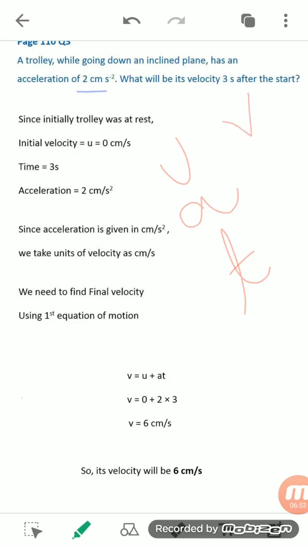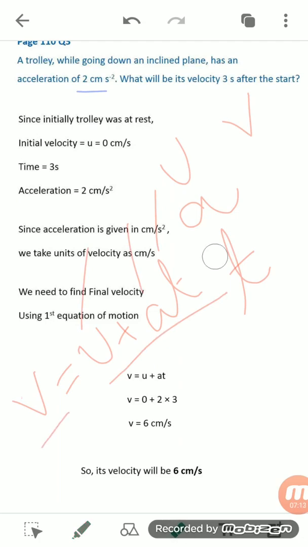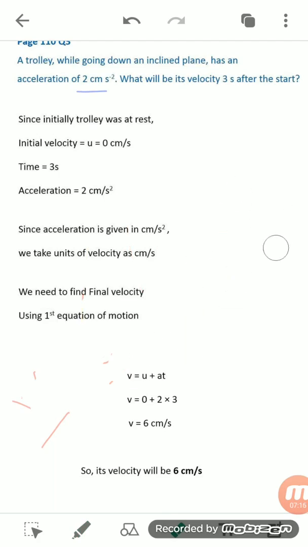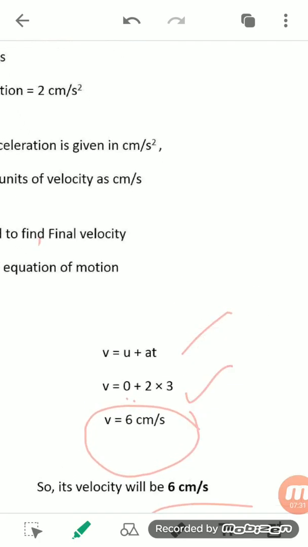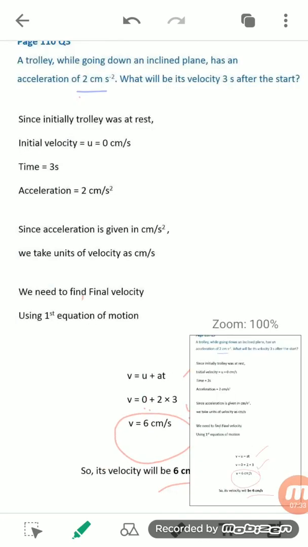Out of the three equations, we know that the first equation has all the components except one, that is v equals u plus at. We know the value of u, a and t. So knowing all three values, it will be easy to find the fourth value. By putting the values in the formula, v equals u plus at, where u is 0, a is 2, and the time is 3. So we will get the final velocity, that is 6 centimeter per second.